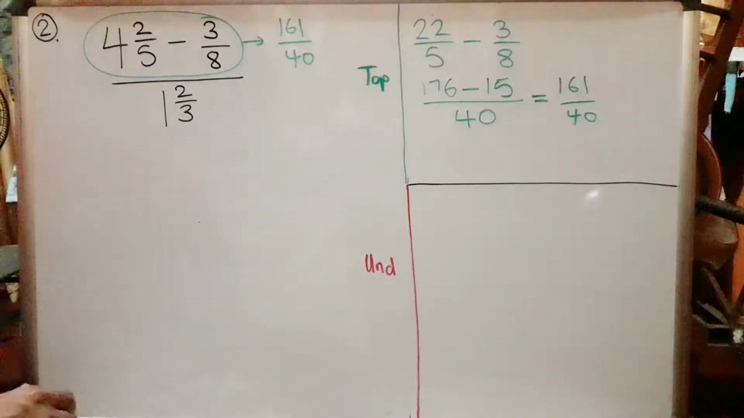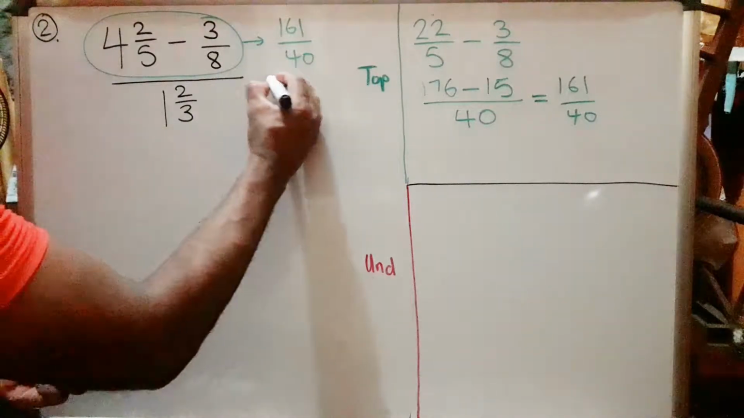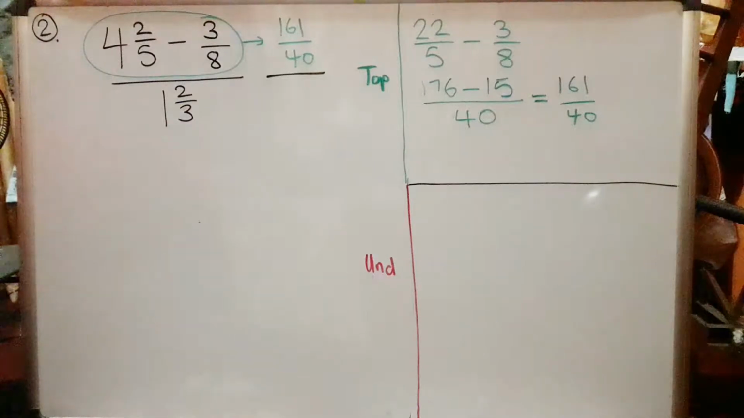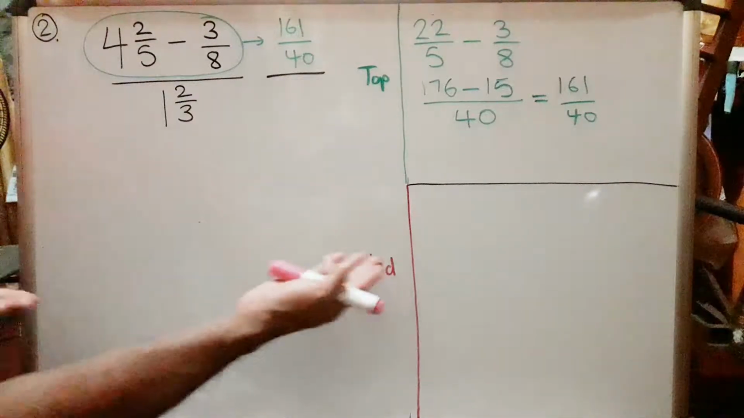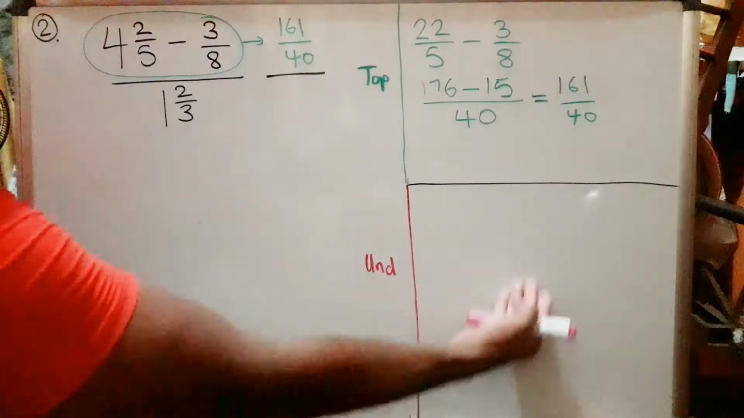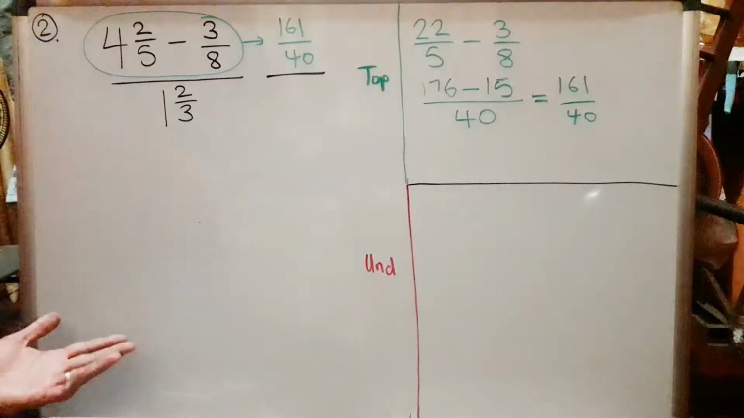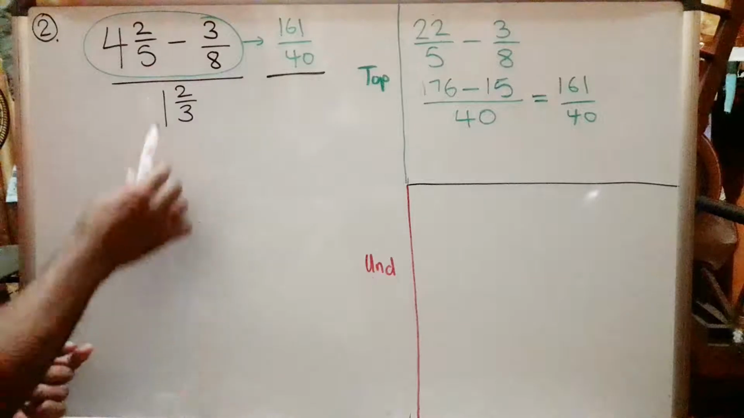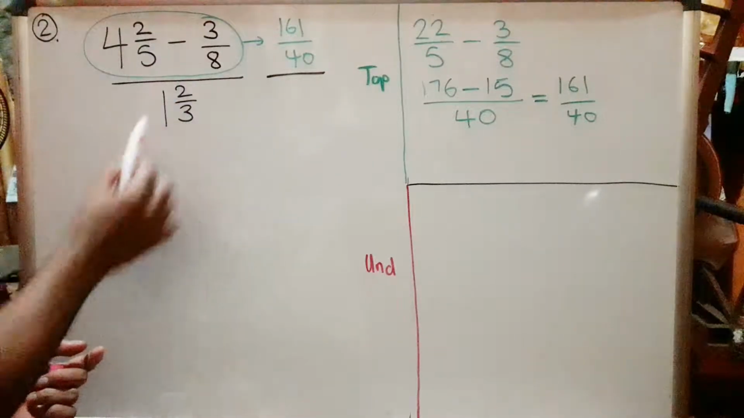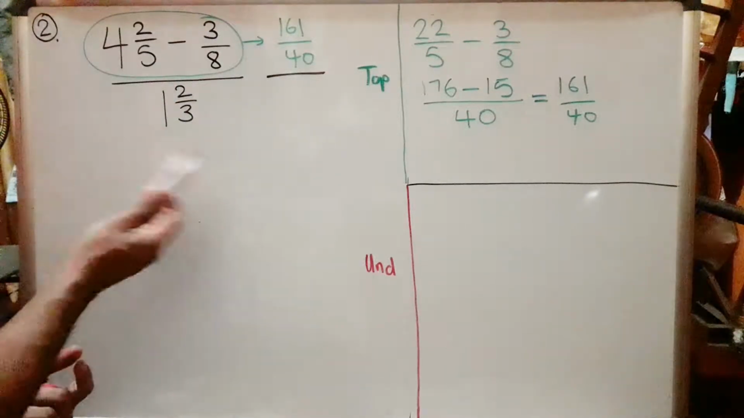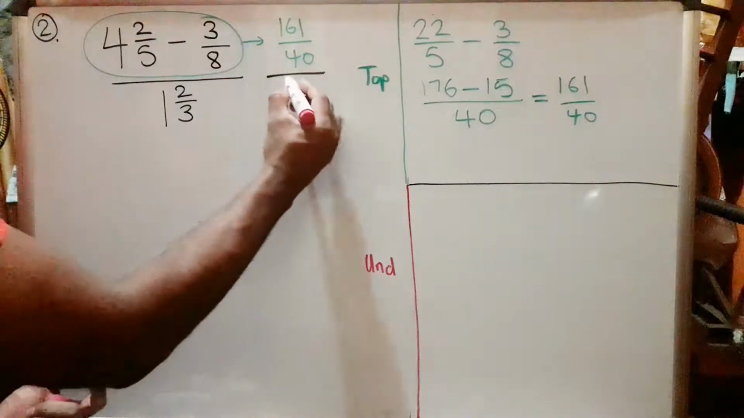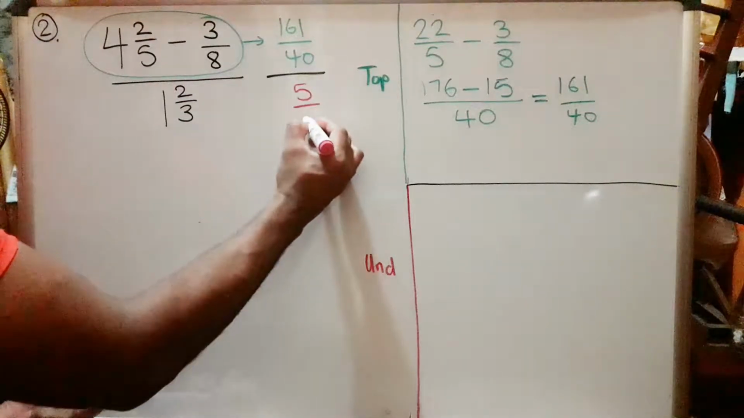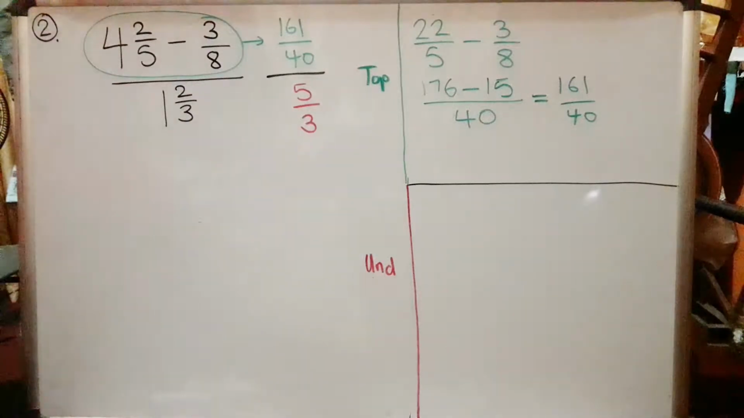Now, the underneath in today's question doesn't really have much to simplify. I'm not going to simplify the underneath in a separate section because there's nothing really to simplify except this is a mixed fraction. Let's convert it to improper fraction. 1 by 3 is 3 plus 2 is 5. So the underneath is 5 divided by 3.